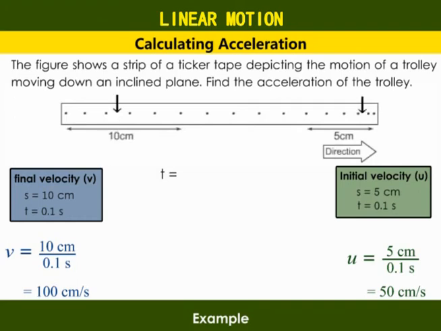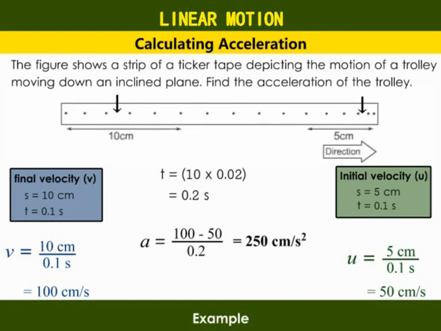If you count the number of ticks, you will find there are 10 ticks between U and V. So the time taken is 10 times 0.02, which is 0.2 seconds. And therefore acceleration is equal to 100 minus 50 over 0.2 seconds. That gives us 250 centimeters per second squared.